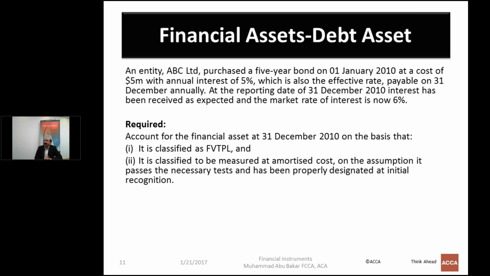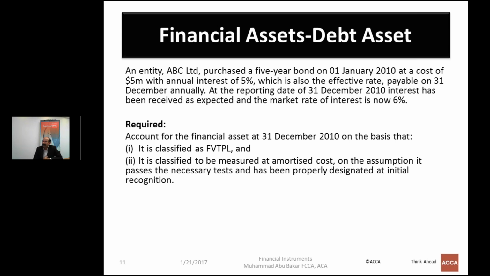See, an entity ABC Limited purchased a 5-year bond on 1st January 2010 at a cost of 5 million with an annual interest rate of 5%, which is also the effective rate, payable on 31st December annually. At the reporting date of 31st December 2010, interest has been received as expected, and the market rate of interest is now 6%.